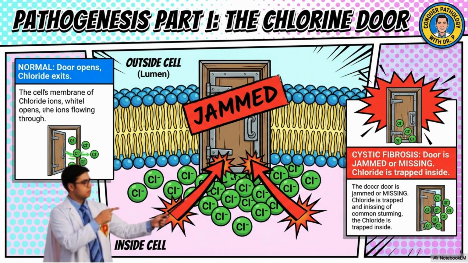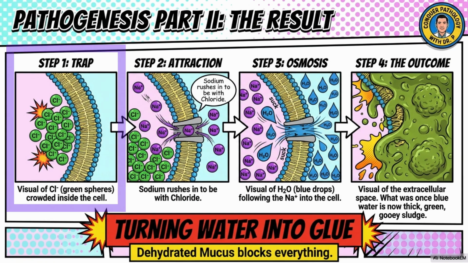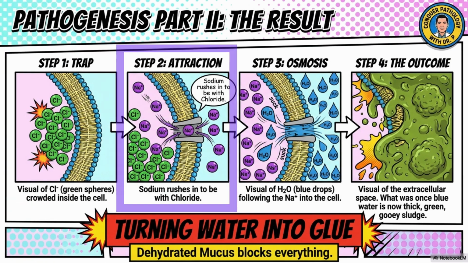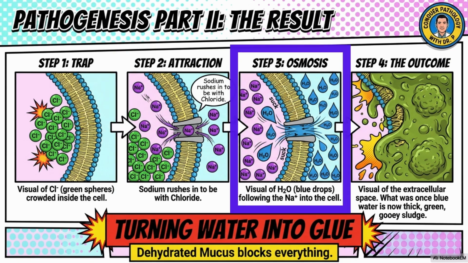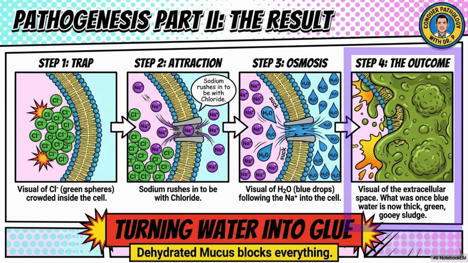So what happens next? The trap. Chloride is trapped inside. Attraction. Sodium rushes in to be with the chloride. Osmosis. Water follows the sodium into the cell. The outcome is extracellular space loses its water. We are effectively turning water into glue. You get dehydrated, thick, gooey sludge that blocks everything.